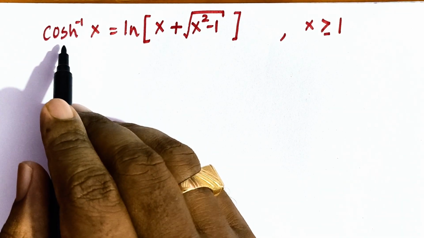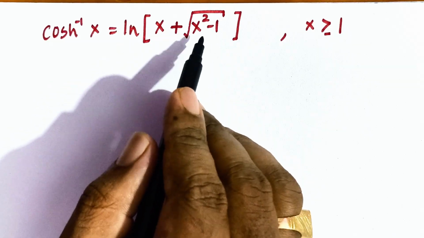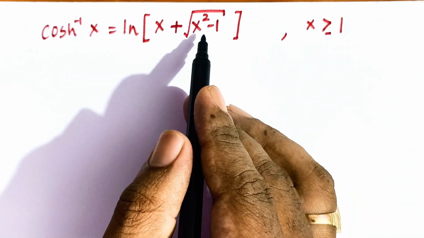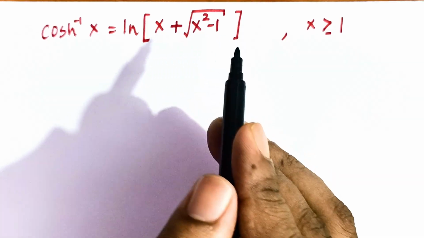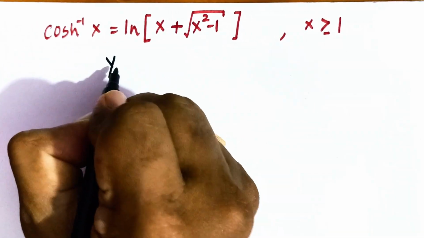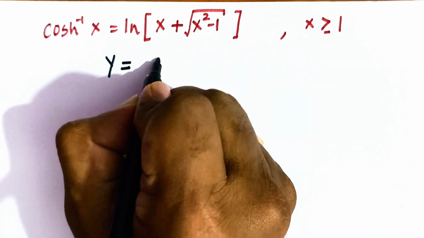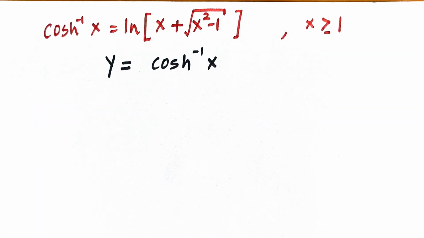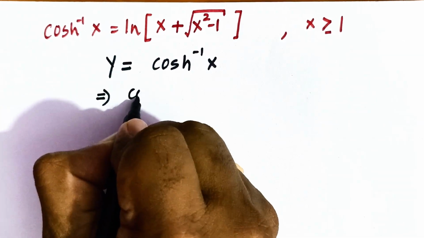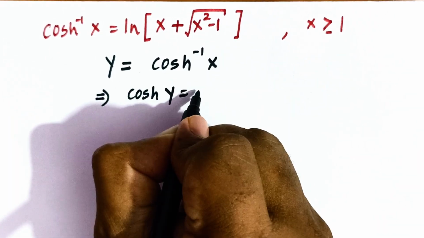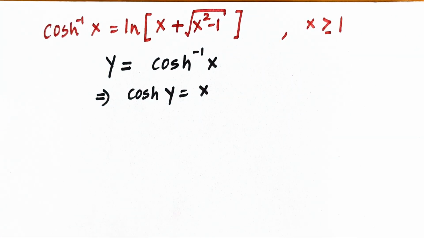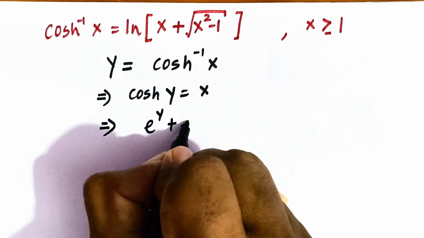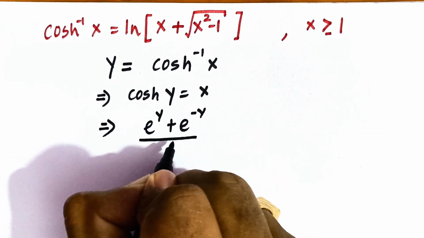Now we have inverse hyperbolic cosine of x equals ln(x + √(x² − 1)). In sine inverse, we had x² + 1. Let's prove this. We will apply the same trick. What is our y? y is inverse hyperbolic cosine of x. Then our cosh y becomes x. Let's write directly. What is our cosh y? It is (e^y + e^(−y))/2.